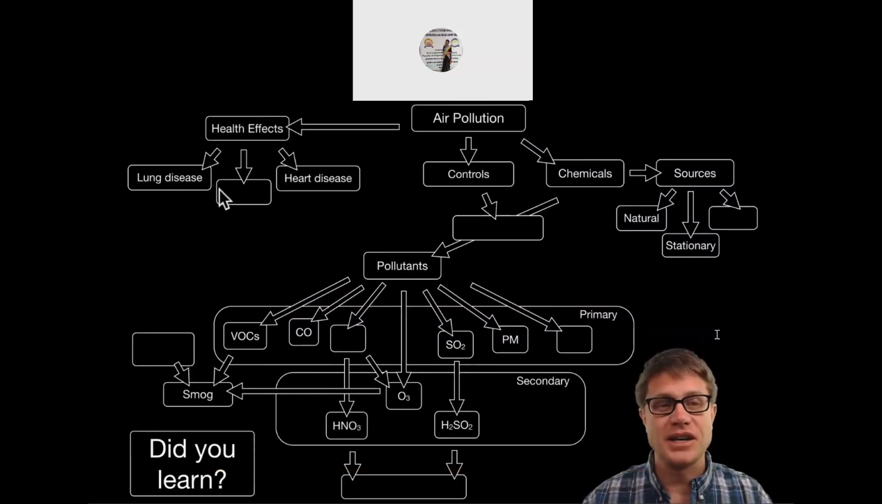It can cause lung disease, heart disease, and increase cancer risks. Those chemicals could come naturally, or from stationary or mobile sources. We can control that through the Clean Air Act and technology and regulation. If we look at the pollutants themselves, again in review, it's VOCs, carbon monoxide, NOx, that produces nitric acid. We have sulfur dioxide, particulate matter, and things like lead. These acids can lead to acid deposition, and the combination of all these produces smog, which is exacerbated by temperature inversions. And so that's air pollution. It's deadly if we don't regulate it, and I hope that was helpful.